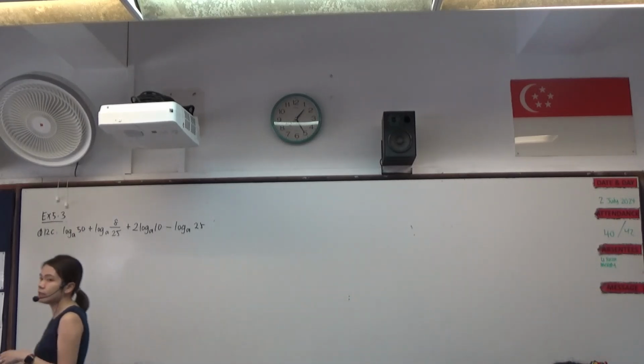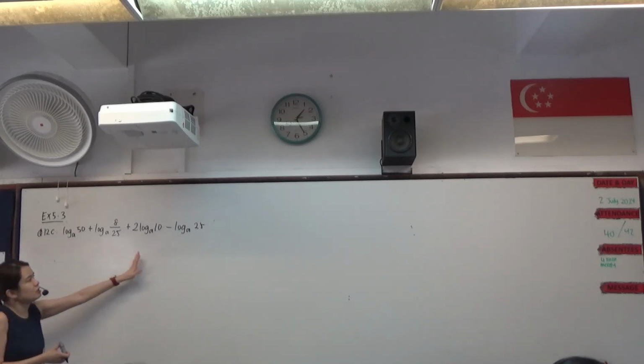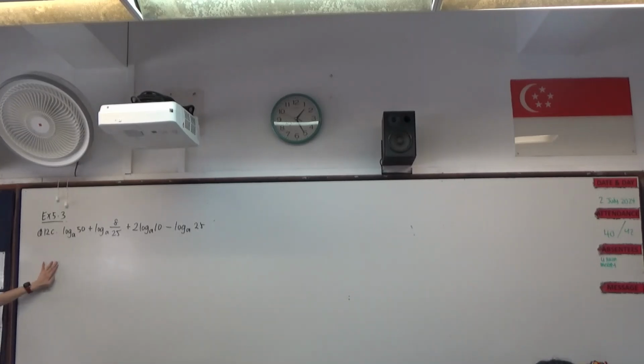Logarithms itself, we need to ensure that the base is the same. So we check through everything. Okay, all the terms, we notice that they all have the same base A, right? So that means that in order to simplify, we will apply our laws already.